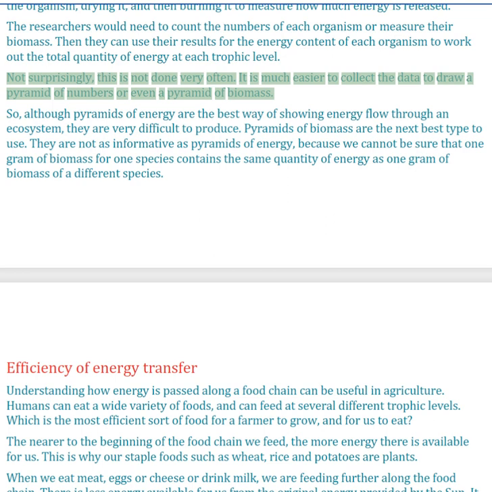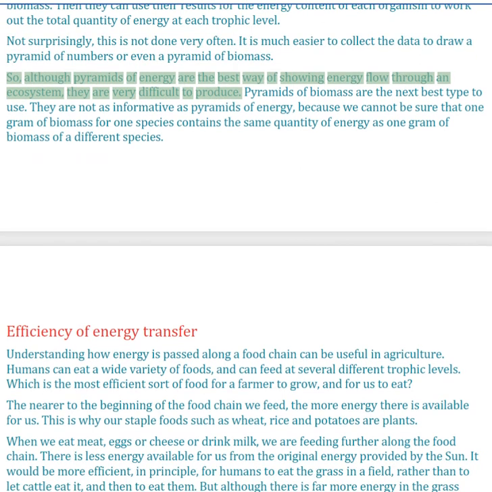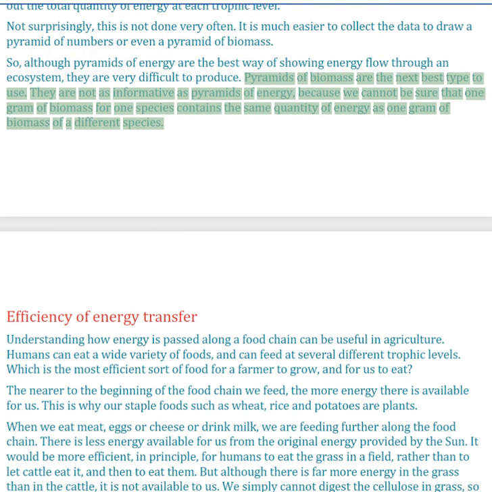Not surprisingly, this is not done very often. It is much easier to collect the data to draw a pyramid of numbers or even a pyramid of biomass. So, although pyramids of energy are the best way of showing energy flow through an ecosystem, they are very difficult to produce. Pyramids of biomass are the next best type to use. They are not as informative as pyramids of energy because we cannot be sure that 1 gram of biomass for one species contains the same quantity of energy as 1 gram of biomass of a different species.